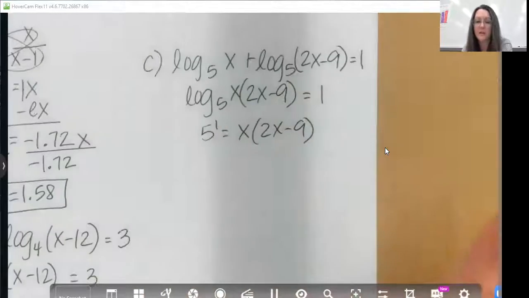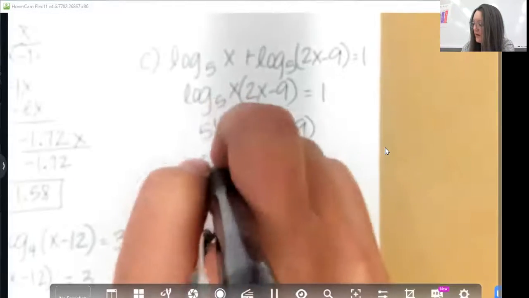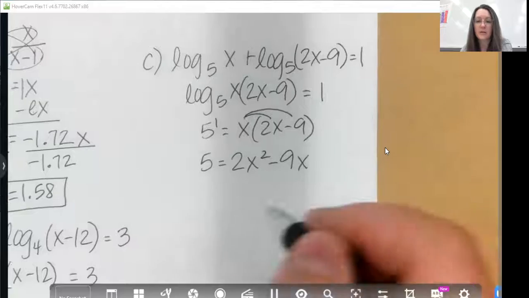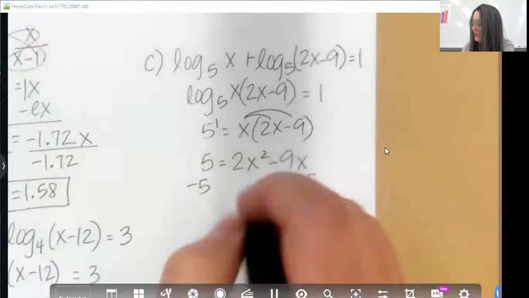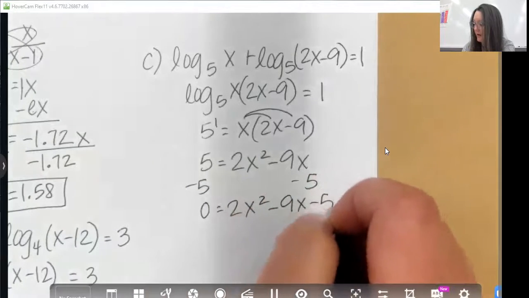Looks a lot like the last one. I'm going to go ahead and distribute the x here. So I have 5 equals 2x squared minus 9x. It's an x squared and an x, so I'm going to put everything on one side and try to factor. So I have 0 equals 2x squared minus 9x minus 5.